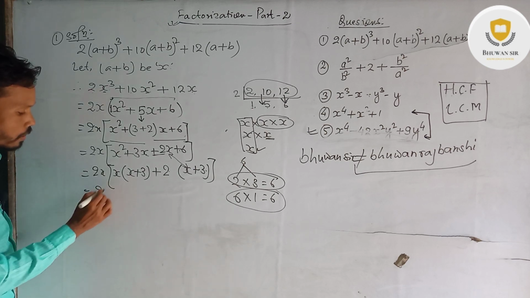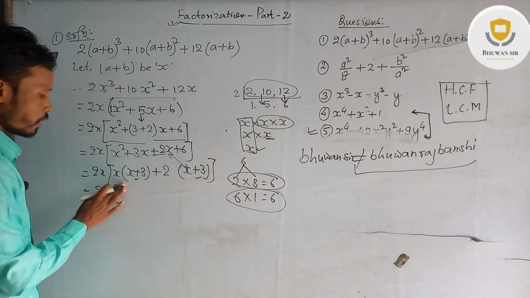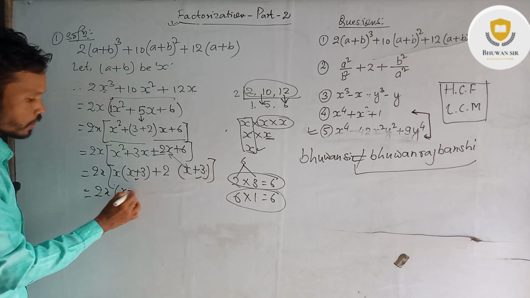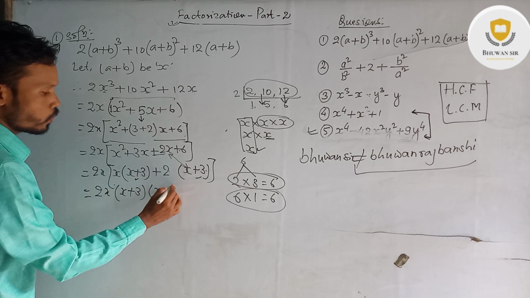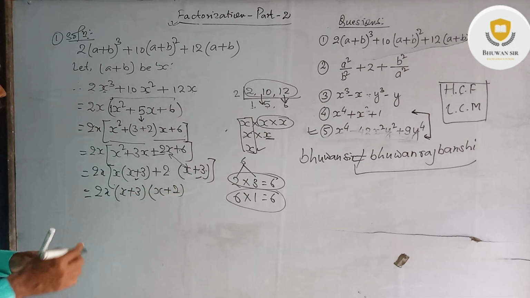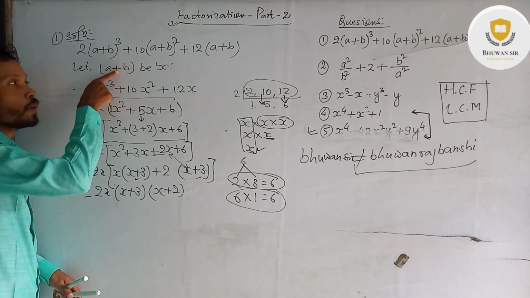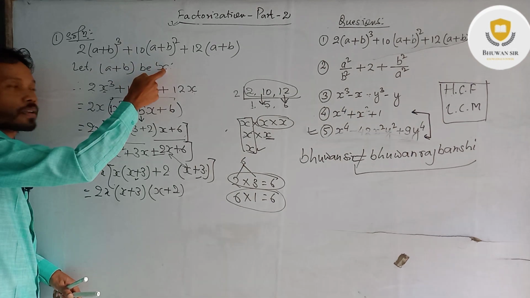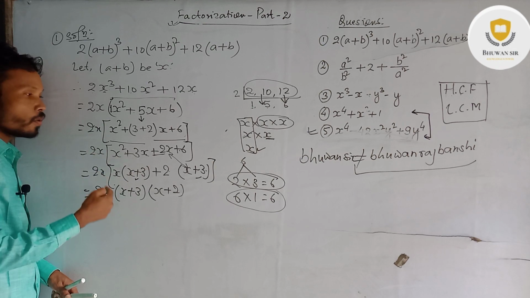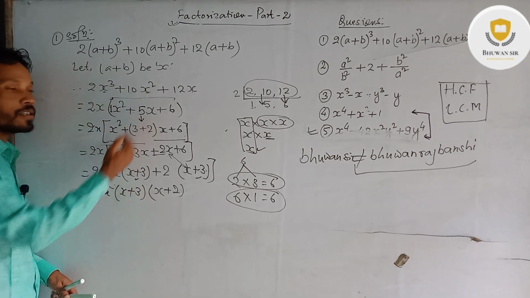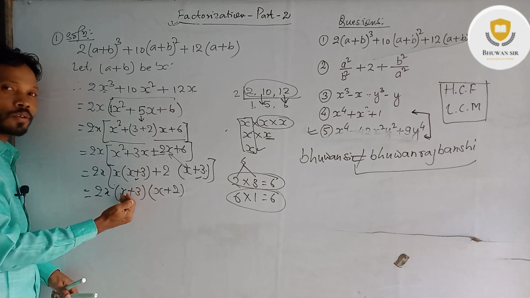Now again 2x, x plus 3 and x plus 3, again you can take x plus 3 common, and the remaining is x plus 2. But don't forget, my friends, in the beginning we supposed a plus b as x. That means x in the answer is for our own simplification. We made it easy for the solving part only. This x is not your answer.